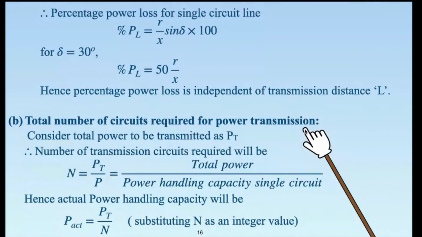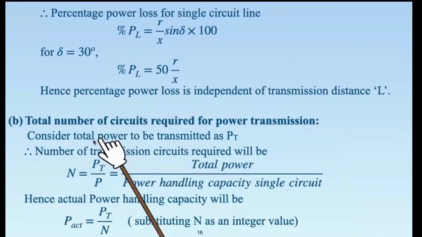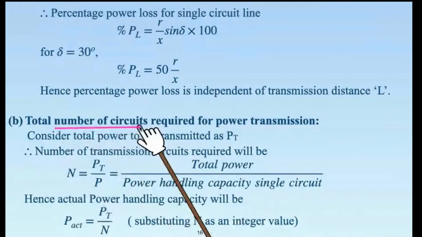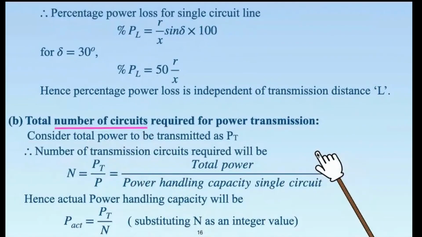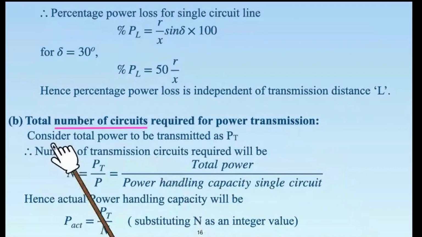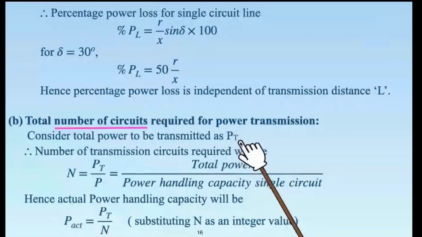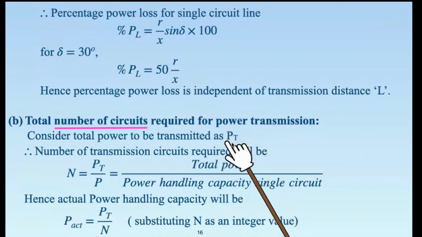If I am projecting that the load will increase over a period of time and I need to supply more power than what is handled by a single circuit, then I have to add a number of circuits in parallel in order to deliver more amount of power for the same voltage. Okay. So let us consider that total power to be transmitted is equal to PT. So total power, it is not equal to P. It is more than the power that can be handled, so PT.